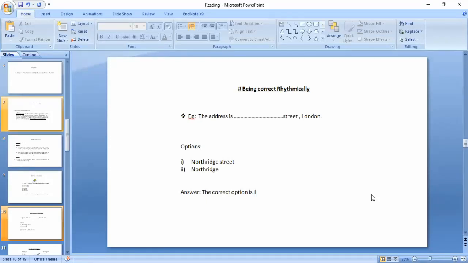Because you see in option one, we have North Ridge Street. And since street is already provided in the question, we don't use option one as our answer, because if we use that, there will be two streets, and that would not sound normal or rhythmically correct. Therefore, we go for the second choice, that is North Ridge. This way, we choose the correct answer.